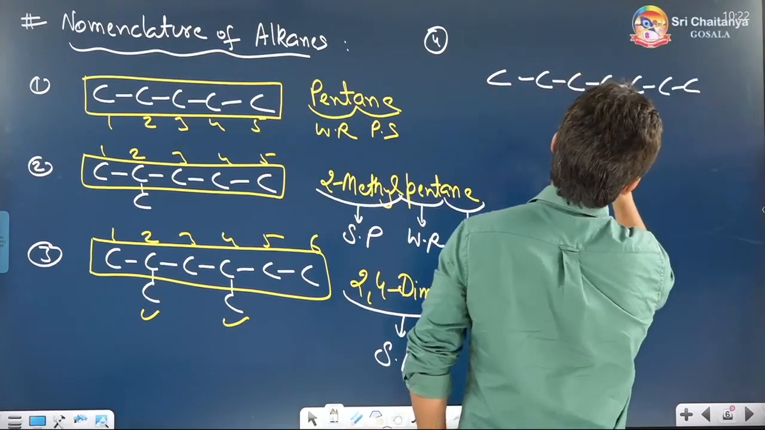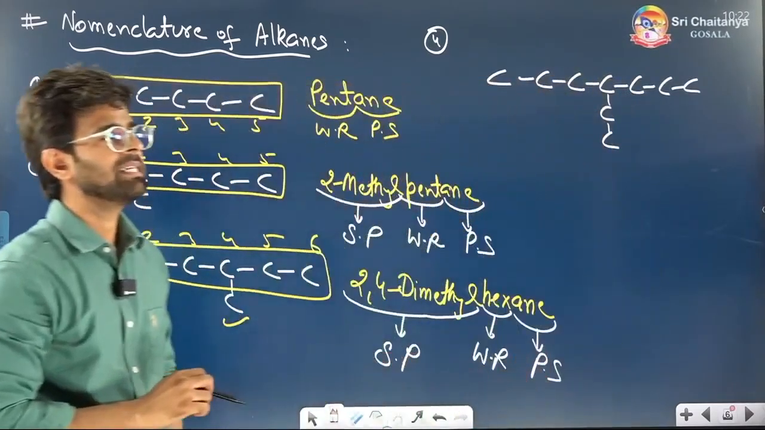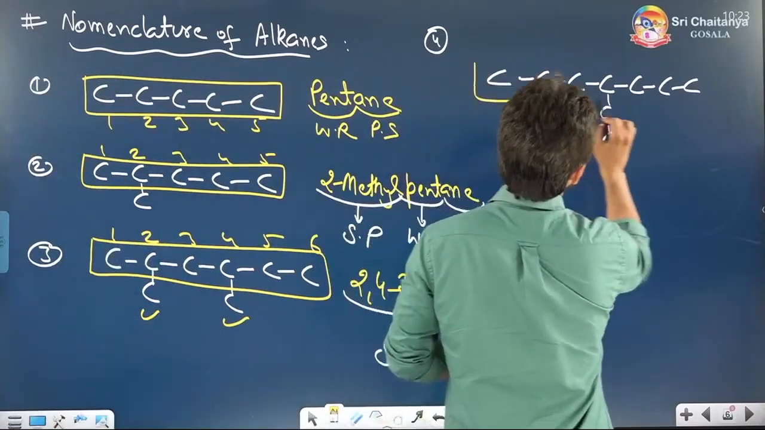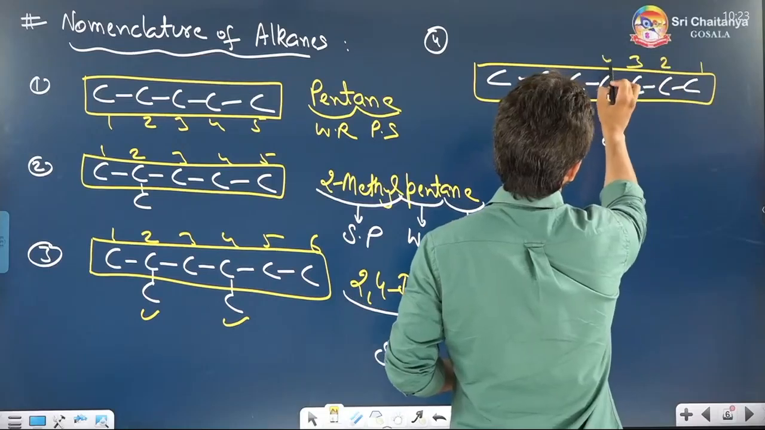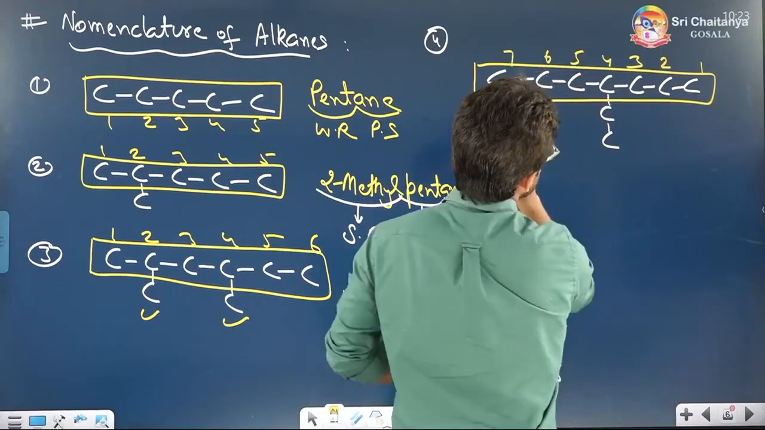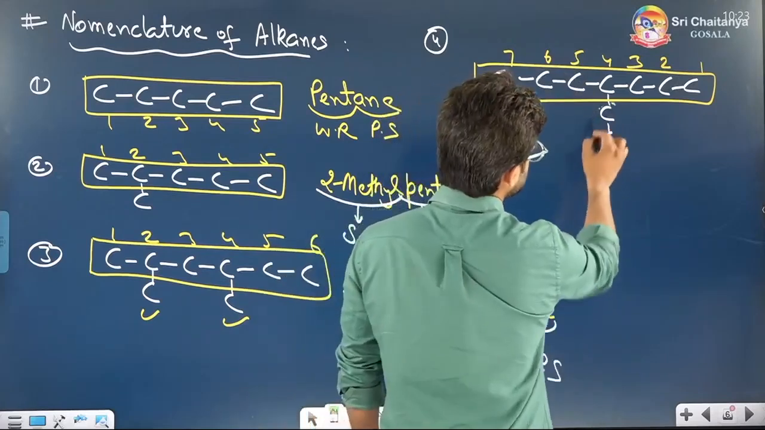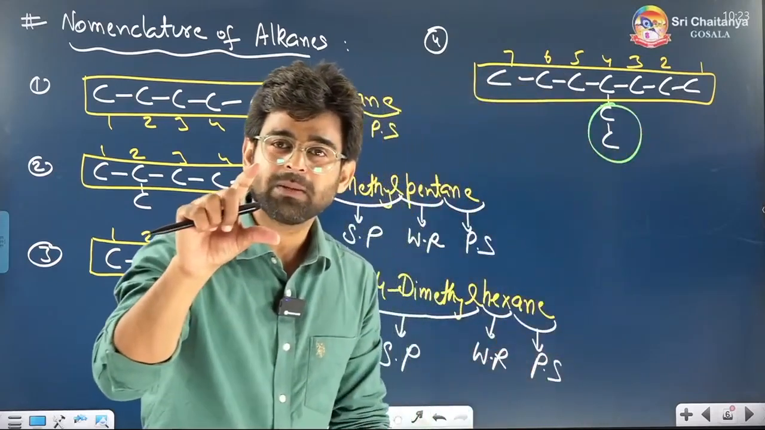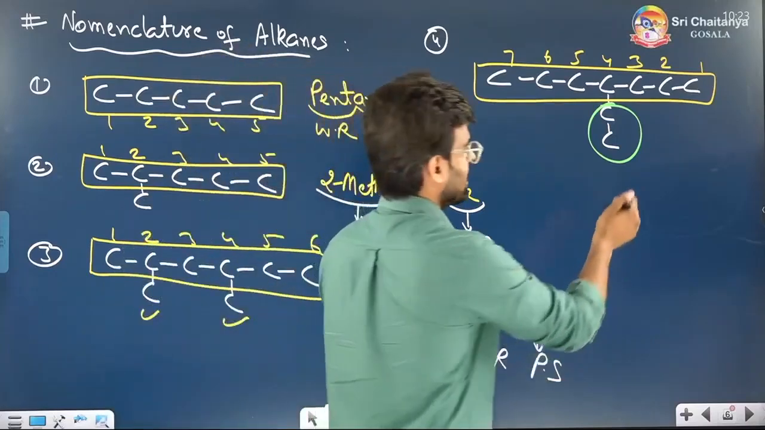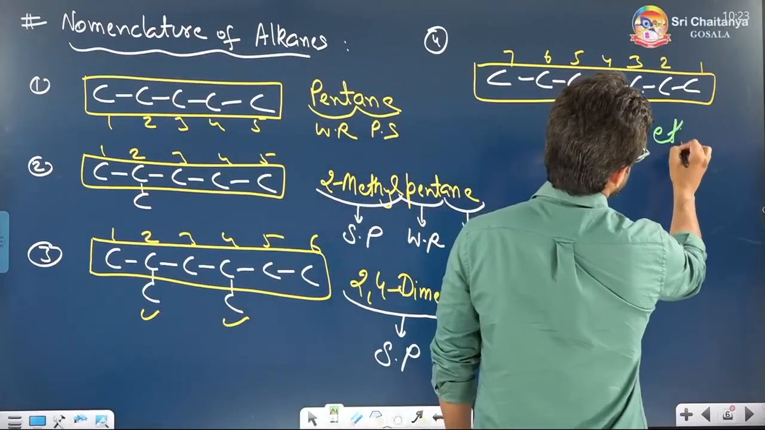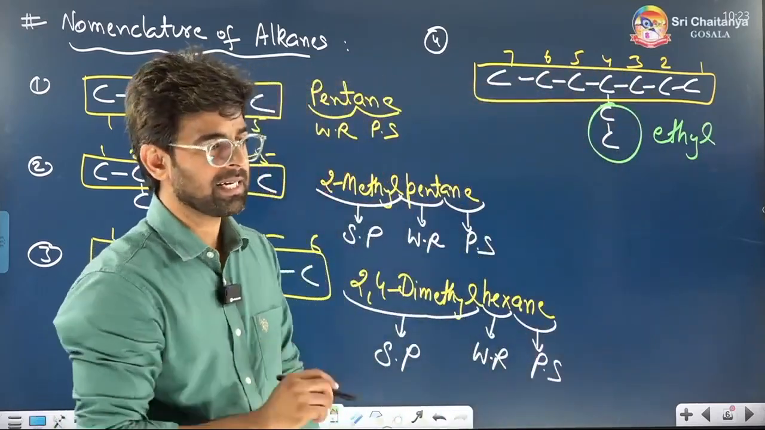Answer carefully. Right name for this. It is our main chain. 1, 2, 3, 4, 5, 6, 7. What is the name of this substituent? If you see carefully, how many carbons? 2 carbons in a straight chain. It is ethyl. As a substituent, its name is ethyl, right?